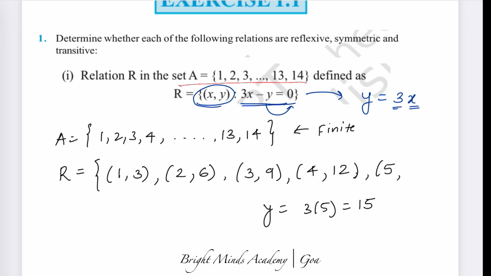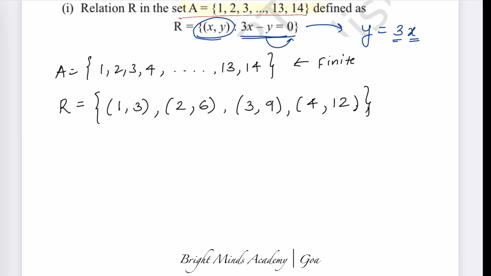Now the problem right here is, if you look at this set A, 15 does not belong to the set A, so we can't take this particular element. So this is how my set will look like. So this is my relation right here. Now up front, if you see here, 1 comma 1 does not belong to the relation, therefore you can say that R is not reflexive.